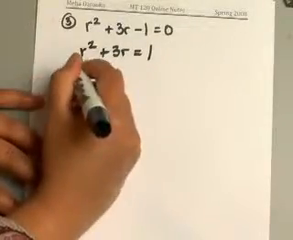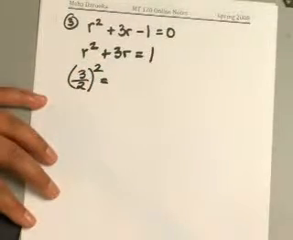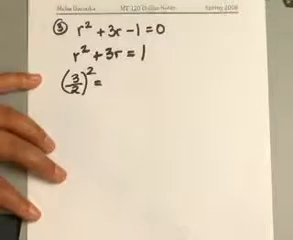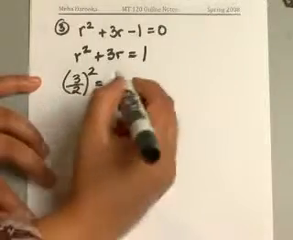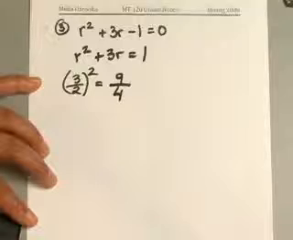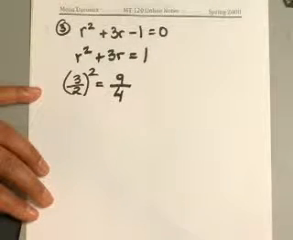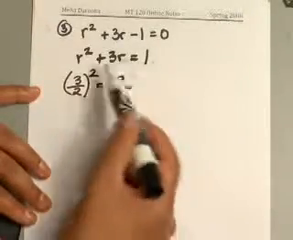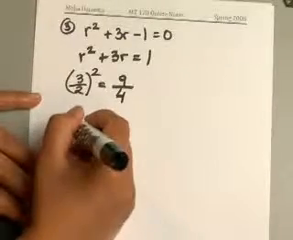Now you take your coefficient on the r term, your middle term, and you take 3, divide by 2, and then you square it. Now if you divide 3 into 2, you know you're not going to get a whole number as your answer, so leave it as it is and just go ahead and square it. So 3 squared will give you 9, and 2 squared will give you 4. It's okay if you end up with a term like this, 9 over 4. Just do what we have been doing so far.